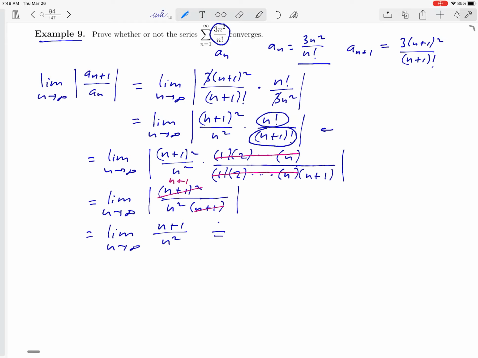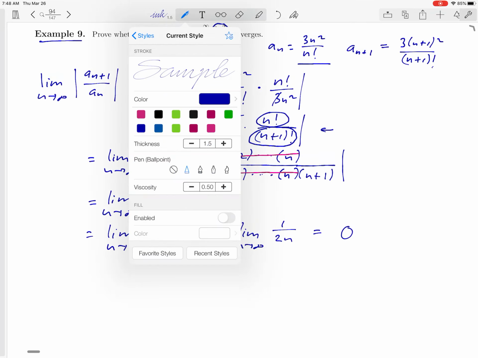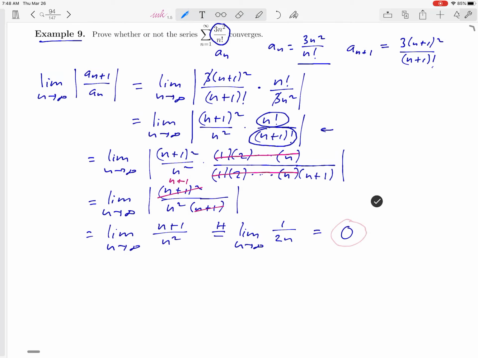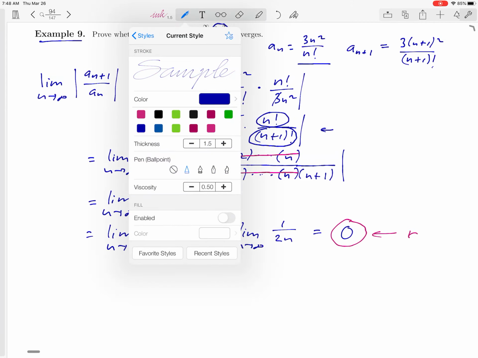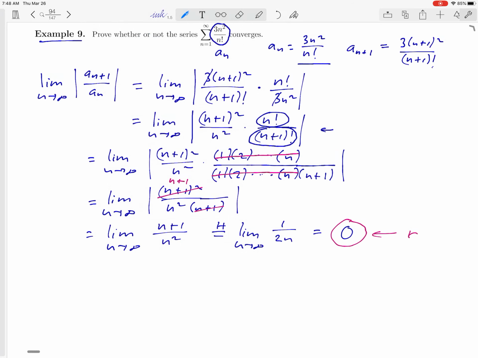Okay, and so all that's left here is to take this limit. Notice that this limit has the form infinity over infinity, so we can use L'Hopital's rule on it. The derivative of n plus 1 is 1, and the derivative of n squared is 2n. So we're taking the limit as n goes to infinity of 1 over 2n, and that's going to be 0. The top is constant, the denominator goes to infinity. And so that 0 that we came up with is the number that we're calling r in the ratio test.